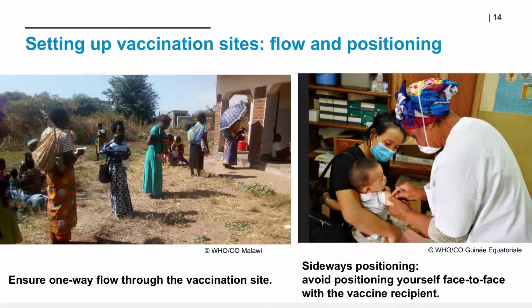Positioning the recipients either sideways or not having them sit face-to-face is one aspect of standard infection prevention and control precautions that should take place during safe administration of vaccines. It not only minimizes the risk of vaccinators coming into contact with respiratory droplets, but also ensures that the vaccinator is in better control of injection sites and therefore administers the vaccine safely and effectively.